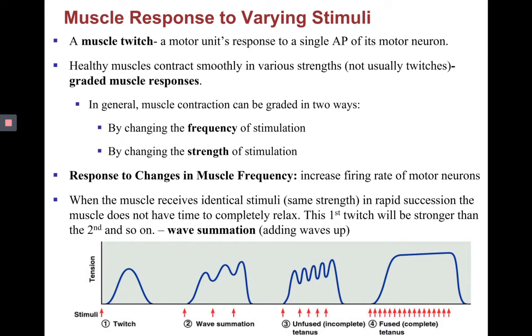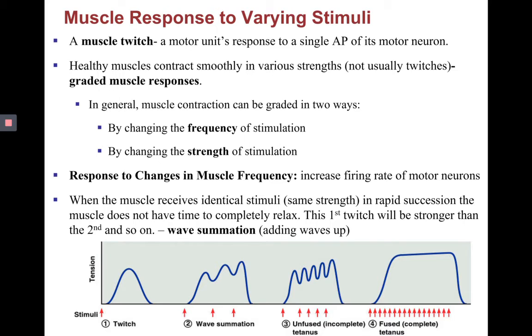Next, we're going to look at certain terminology, but we're looking at our muscles' basically response to varying stimuli. So muscle responses to varying stimuli depend on motor unit contraction, but also the frequency of the action potentials. So a muscle twitch is just a motor unit's response to a single action potential. But usually we have multiple action potentials, and if we change the frequency of stimulation as opposed to the strength of stimulation, we can create graded contraction.